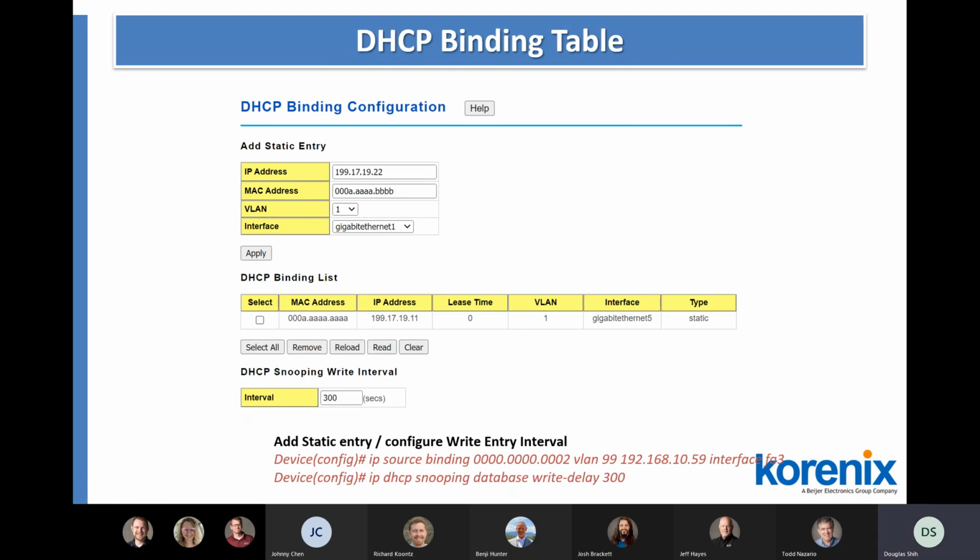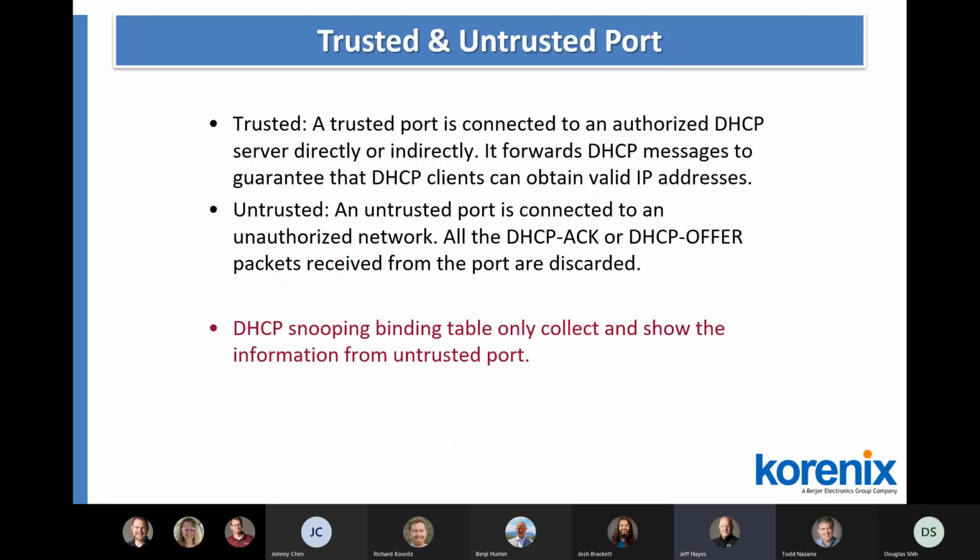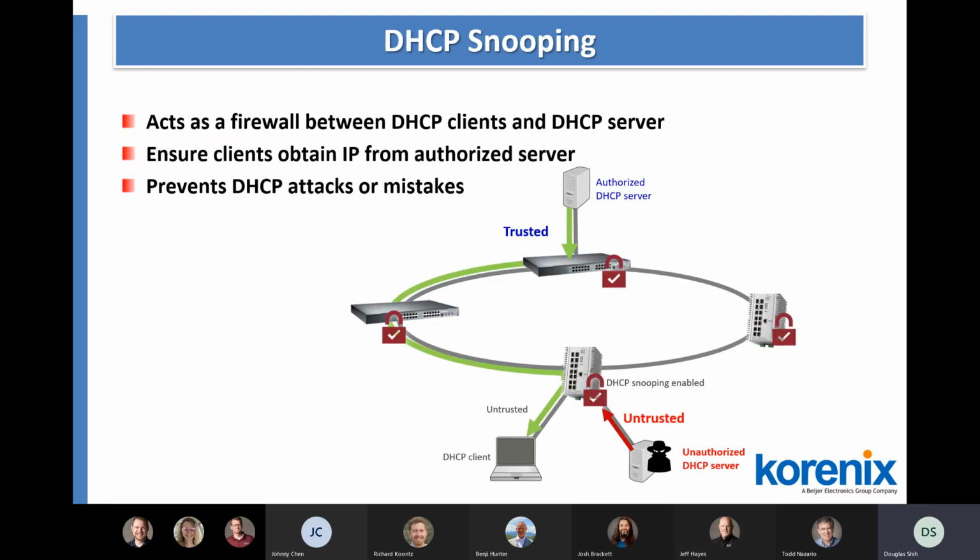Okay, so for the DHCP snooping, do you have any questions for this part? So in this case, I'm trying to figure out how you set the authorized DHCP server. Is that what you're doing here? You're manually saying the DHCP server has this IP and MAC address, or am I missing something there? No. For the DHCP server, you only need to connect it on the trust port.